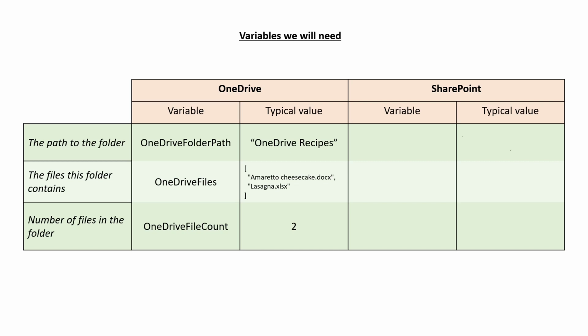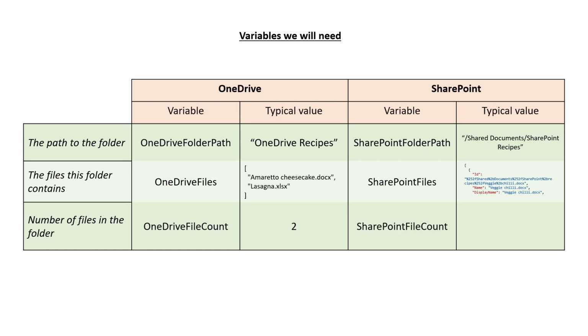And then there'll be an equivalent thing for SharePoint. So there'll be a variable to hold the SharePoint folder path, which will be slightly more complicated. There'll be a variable to hold the list of files, which is going to be considerably more complicated because we'll hold a lot more information about them. And then there'll be a third variable to hold the number of files we found, which will hold the number 3 when we finish running the flow.